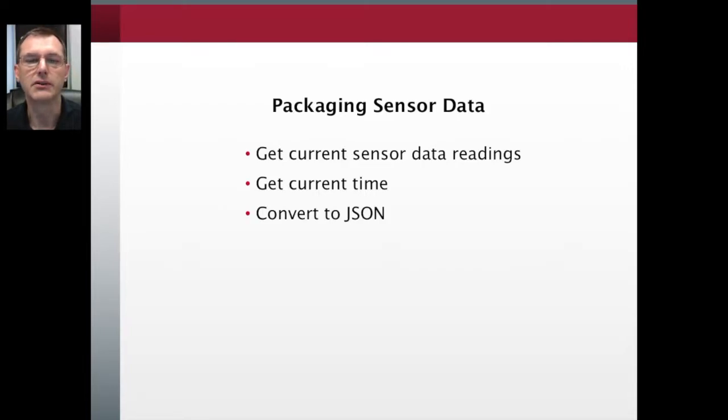Specifically, we'll be doing three things. First, we'll be adding to our sensor app so that we can always get access to the current sensor data readings. We'll also learn how to extract the current time according to the device, and then do the conversion to a JSON string.